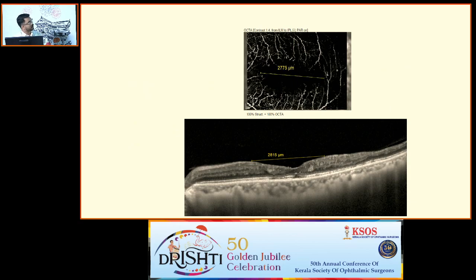This is the corresponding OCTA picture of this OCT, with the area of DRIL corresponding to the foveal avascular zone.